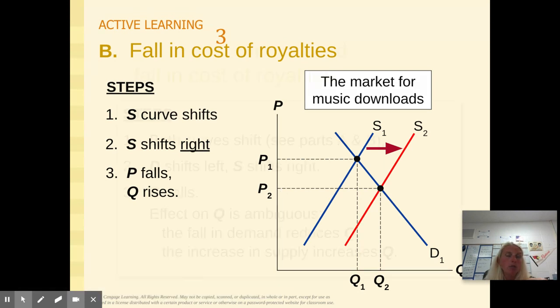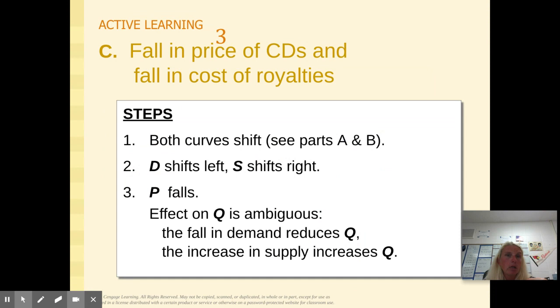All right, let's look at the third situation. Let's say the price of CDs falls and there's a fall in the cost of royalties. You're going to see both of them shift. Demand shifts to the left and supply shifts to the right. Now, remember when I say when they both shift and they shift in opposite directions, that's when quantity is ambiguous. Because if it shifts so much one way, it could make an increase. If it shifts so much another, it could be a decrease, or it could just stay the same. We don't know. So that's ambiguous, but for sure prices fall when we see this.